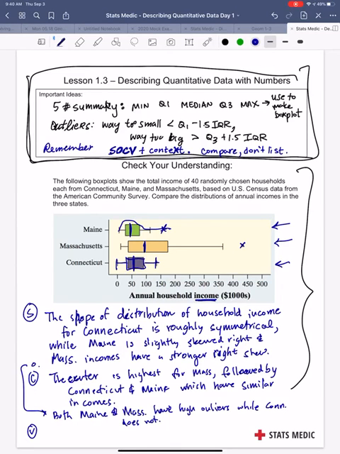Okay, and the last one, V, variability. So now we've learned I can talk about the interquartile range. So I'm going to do that. Maine and Massachusetts, the variability is highest for Massachusetts, right? The width of the box is definitely the widest for Massachusetts, while Maine and Connecticut have similar variability. Their boxes are similar widths.